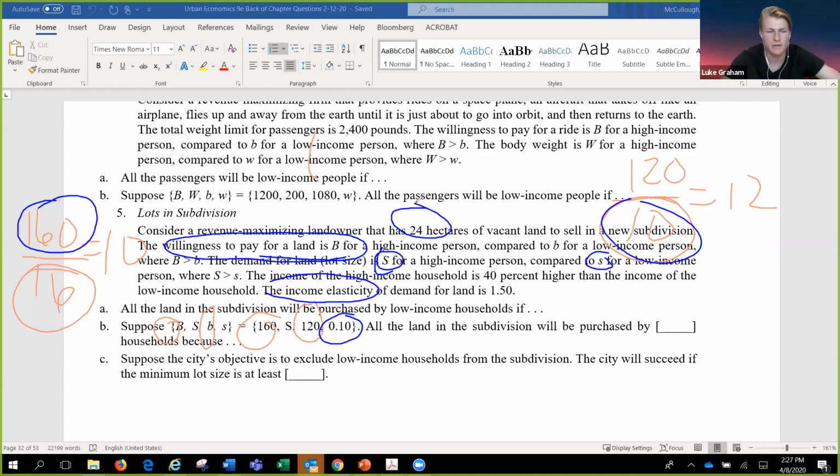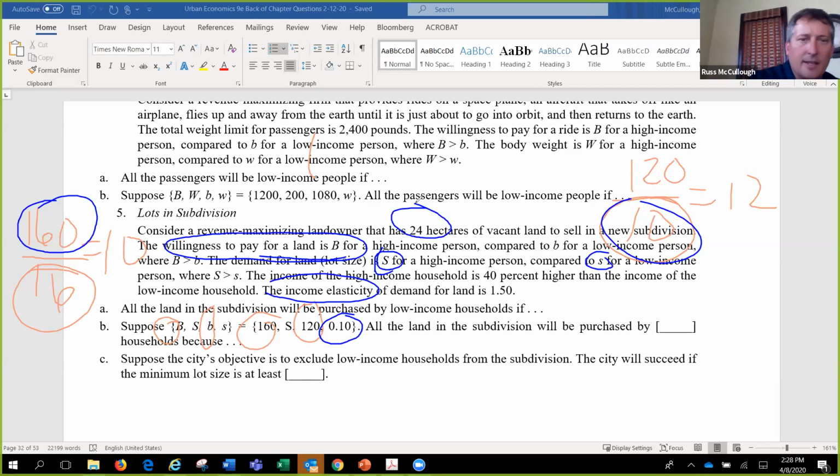The demand for land: the higher income people are going to want a bigger piece of land, and the lower income people are going to be able to outbid them because they don't want as much land. Yes, that's definitely what it's getting at. So have you cracked the code on what the 16 and the 10 are? The H and the big H, the big H and the little h.